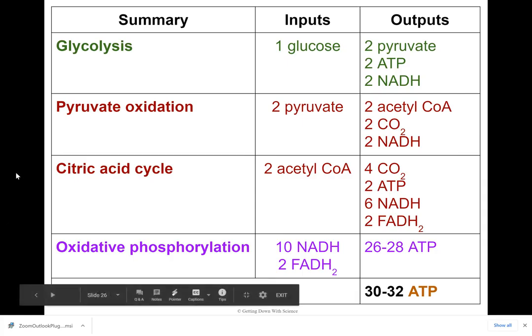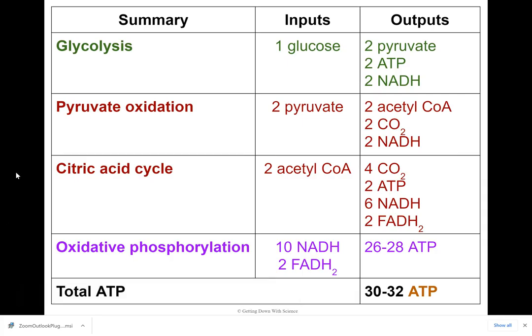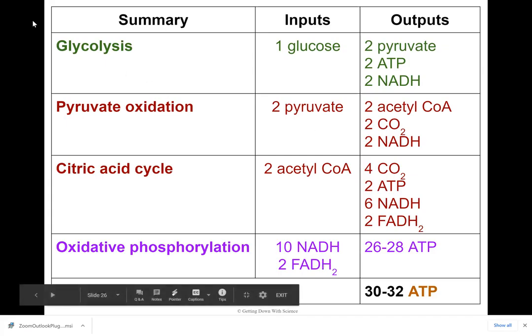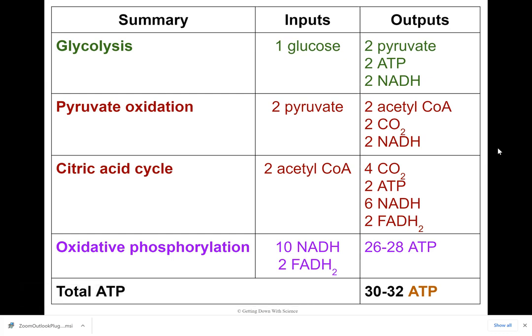Okay, and then oxidative phosphorylation, that's that electron transport chain concept. We take those 10 NADHs and 2 FADH2s that we made in all these other steps, and we're going to exchange them to get 26 to 28 ATP. So we get a total of somewhere around 30 to 32 ATP, really. Like I said, you'll see higher numbers, and it is possible, but this is actually more realistic because we do lose a lot of the energy off as heat.